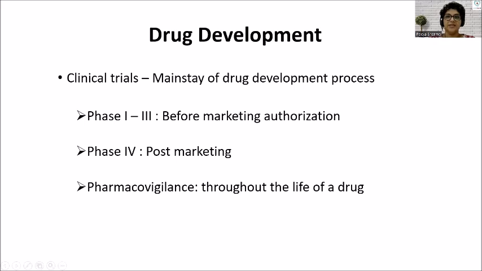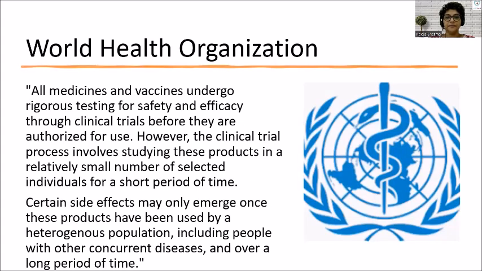To recap, the drug development process includes clinical trials, which are the mainstay of the drug development process. They include phase 1, 2, and 3 clinical trials, which are done before marketing authorization, and phase 4, which is done post-marketing authorization, and pharmacovigilance studies, which are done throughout the life of a drug.